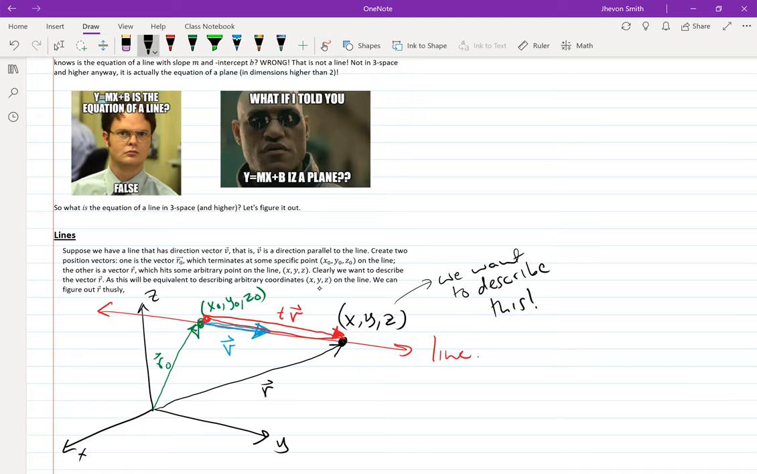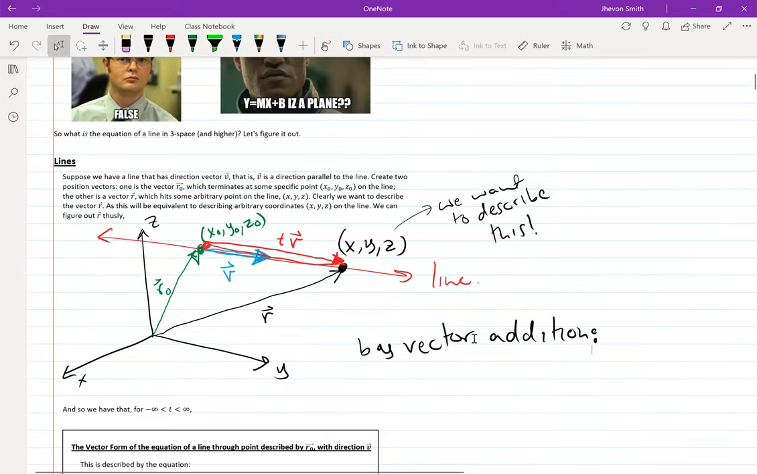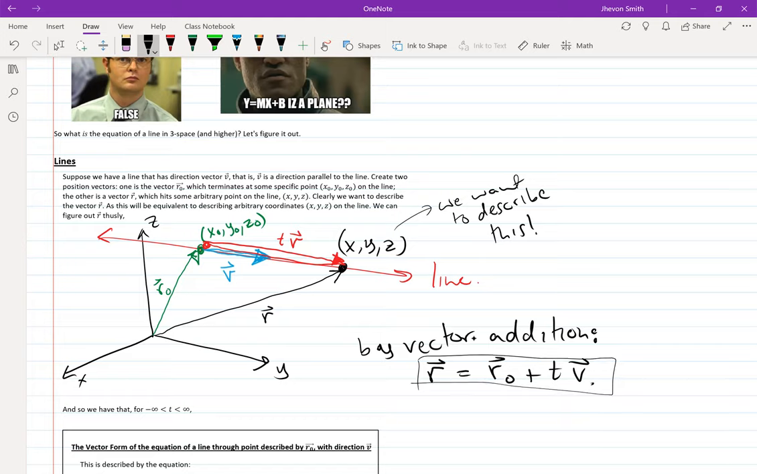Call this r naught. I am then going to take another position vector that's going to hit this arbitrary point. Call that r. And then by vector addition, if I take this vector plus that vector, I will get that vector. So in other words, I can write my r as r naught plus t times v. And that, ladies and gentlemen, is the equation of a line.